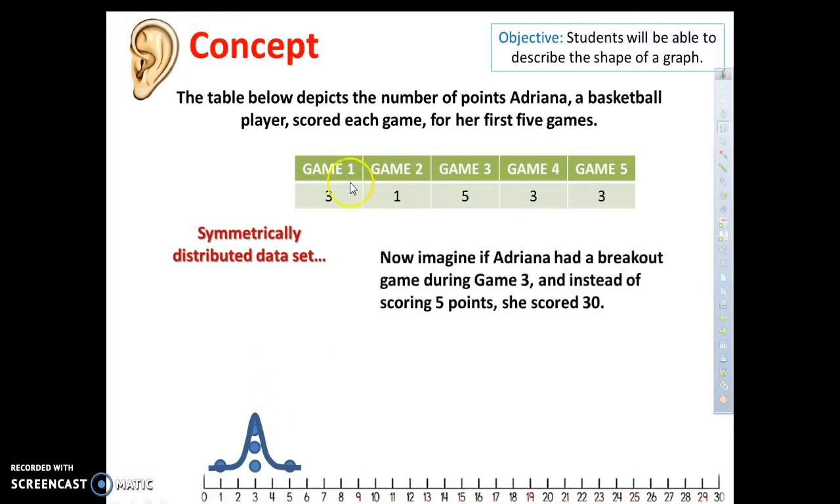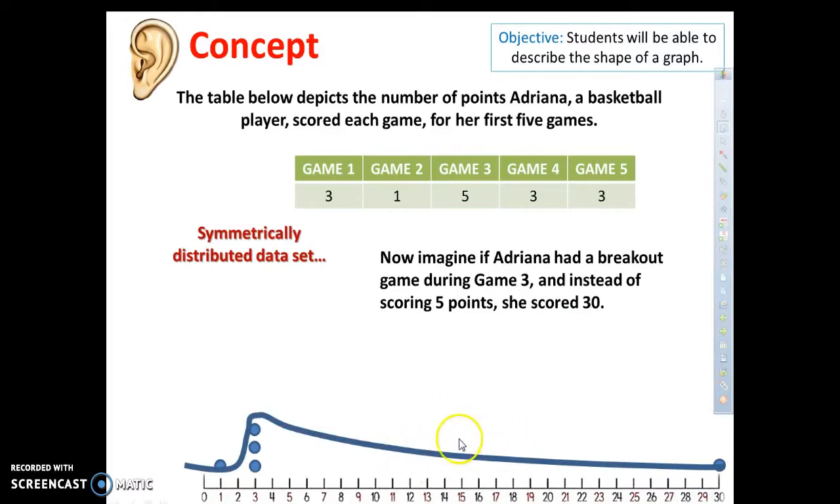It's symmetrically distributed. But imagine if Adriana all of a sudden had a breakout game, right? The scouts had been like, Adriana's not that good, we're not going to cover that much. So instead of putting up 5 points in game 5, what if she puts up 30? So now her data looks like this, and notice that this point way out here pulls the data way out here. We'll talk about this being an outlier towards the end of the unit and what outliers are specifically, but that data value pulls it way out there. So now I have a huge long tail shooting this way.